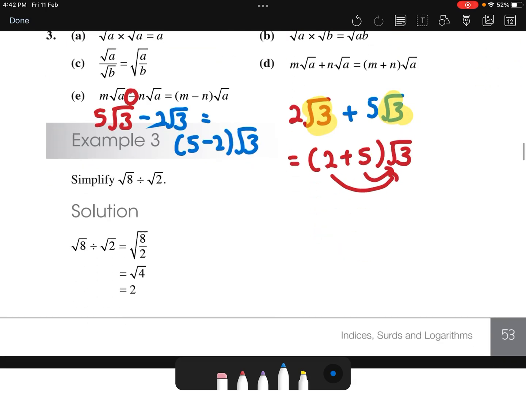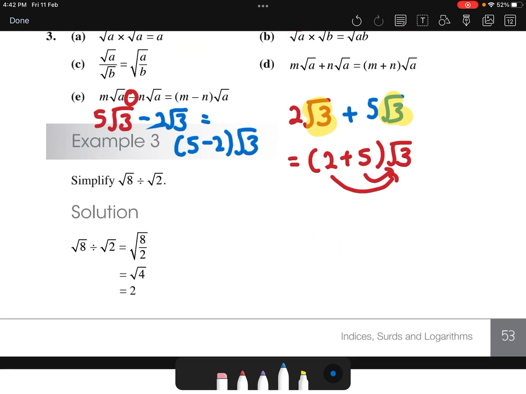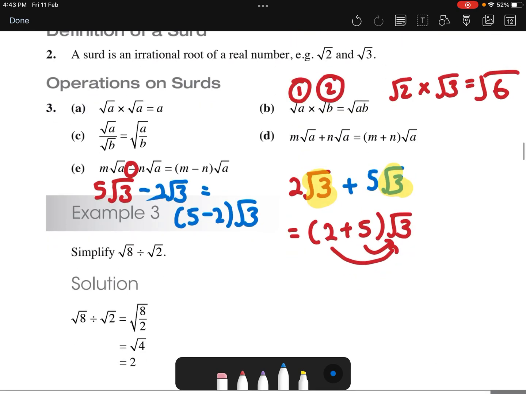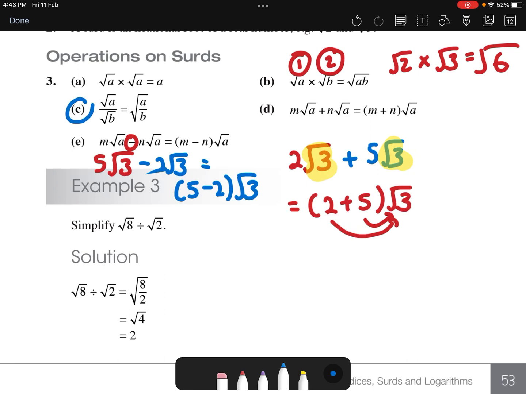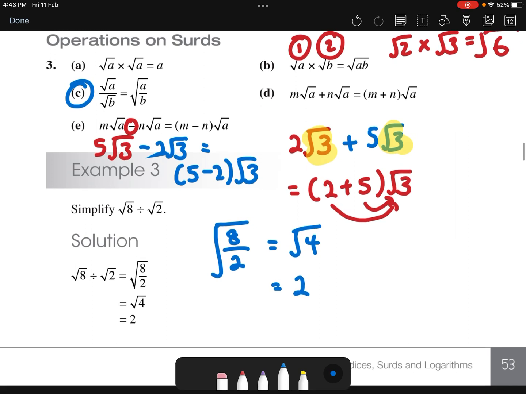Okay, so let's take a look at example 3. This example 3 is a divide, and you notice that inside the square root, the numbers are different. So for example, square root 8 divided by square root 2. You just use the third operation. You put a very big square root, 8 divided by 2. I know that 8 divided by 2 is 4, and square root 4 is just positive 2. So this is a very classic example of how you use your surd.